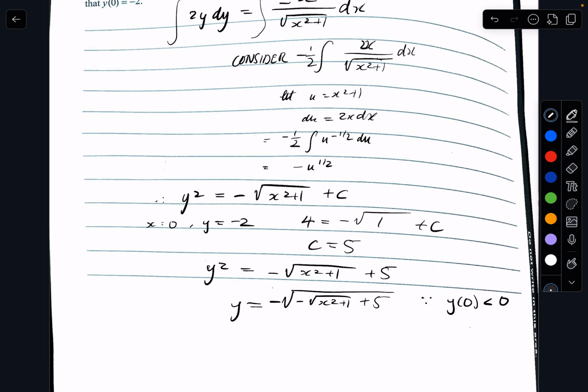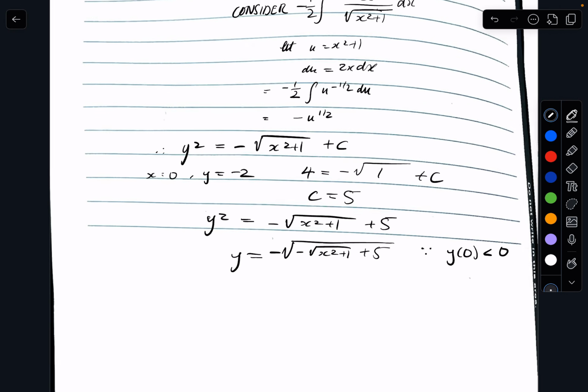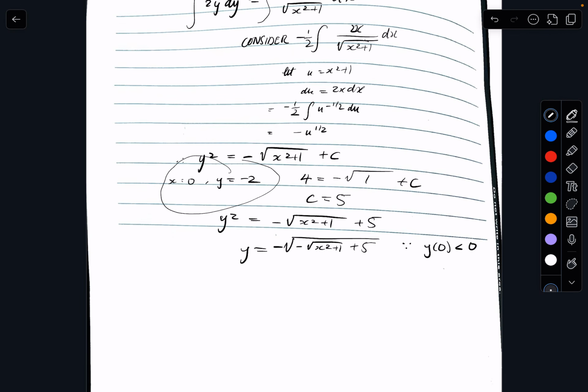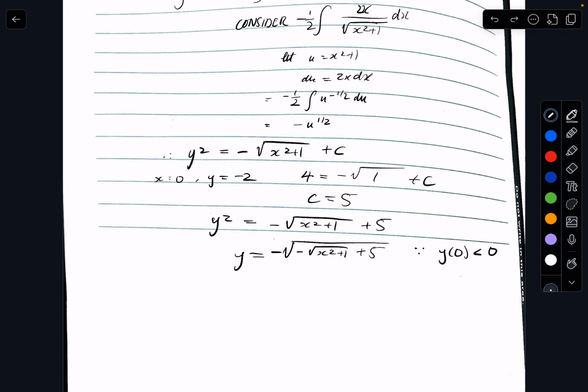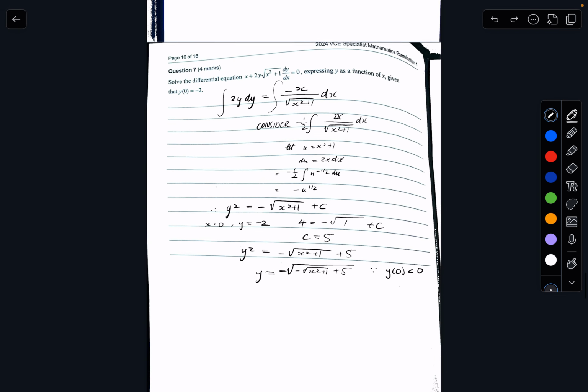All right. Let's just double check that this still works in here. So if we plug in 0, that's 1. Square root of 1 is negative. So negative 1 plus 5 is 4. Square root of that is negative 2. Okay.